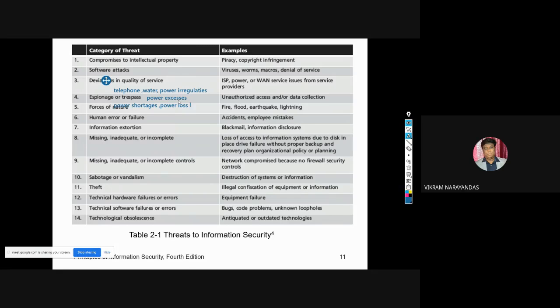So voltage levels can be a spike. It may be a spike. What is a spike? Momentary increase, you can say. Sag means momentary low voltage. Fault means momentary loss of power. All this comes under the power irregularities here. Okay.